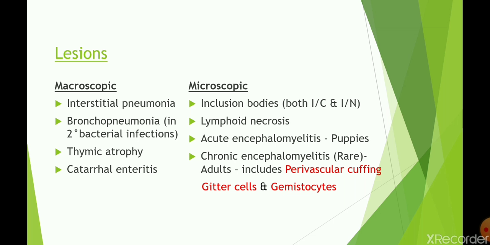And microscopically, we can see inclusion bodies. Here there will be both intracytoplasmic and intranuclear inclusion bodies. And there will be lymphoid necrosis in the lymph nodes. And mostly there will be acute encephalomyelitis, especially in the puppies. And rarely there will be chronic encephalomyelitis, especially in the adults. If there is chronic encephalomyelitis, you can see perivascular cuffing, gitter cells, and gemistocytes.